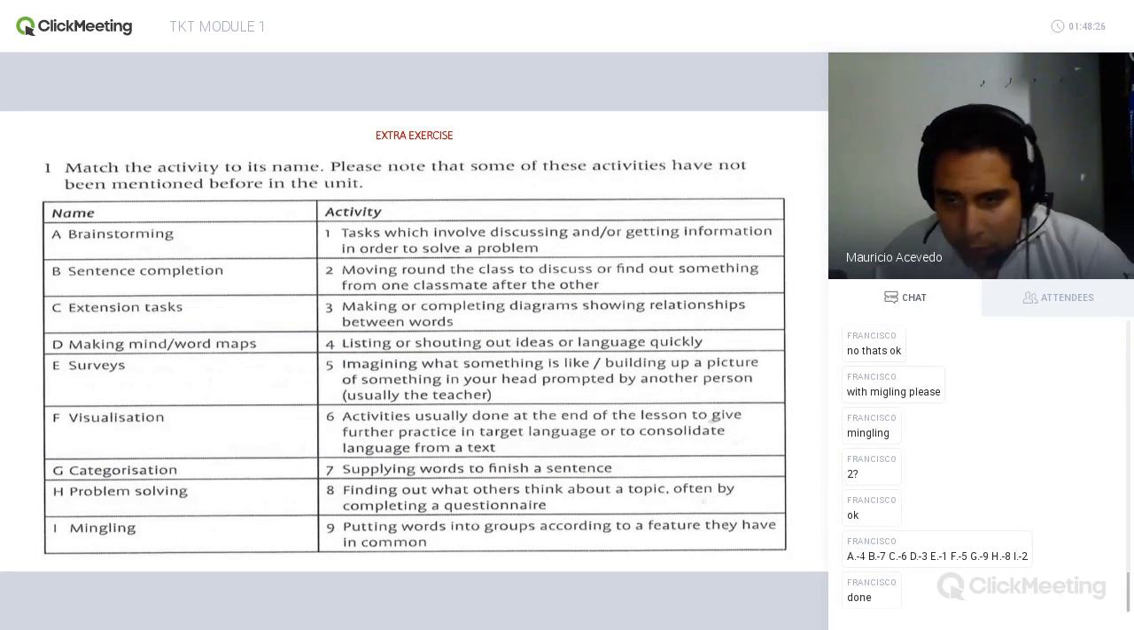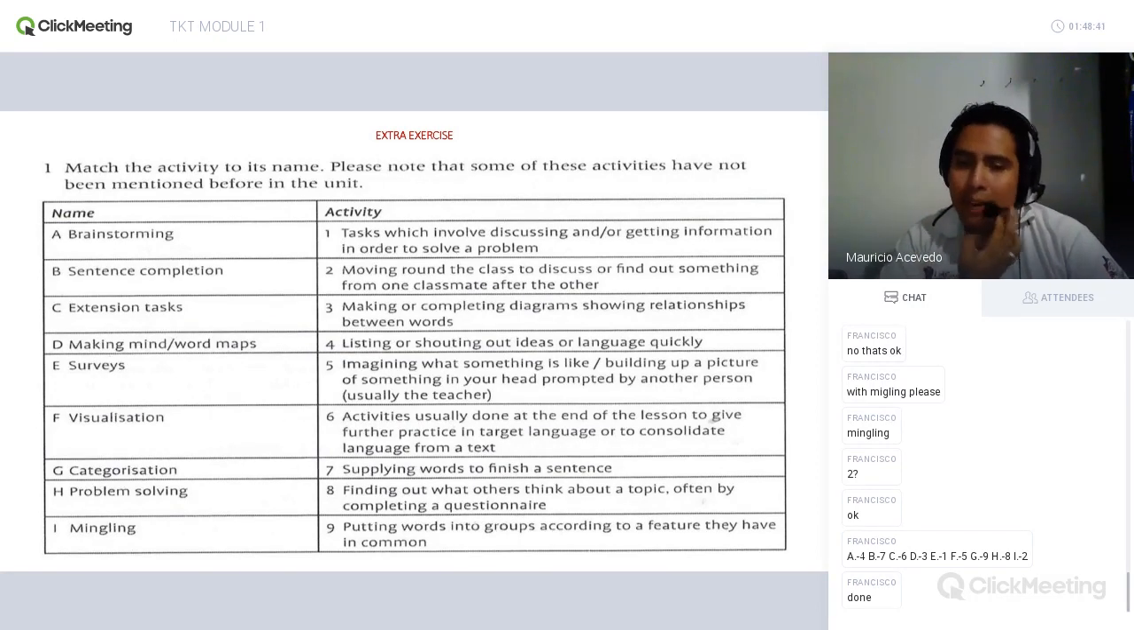Could be. H, problem solving. Letter H is 8: finding out what the others think about a topic, often by completing a questionnaire. Could be, although this is also a kind of survey. And mingling, we have already done it.